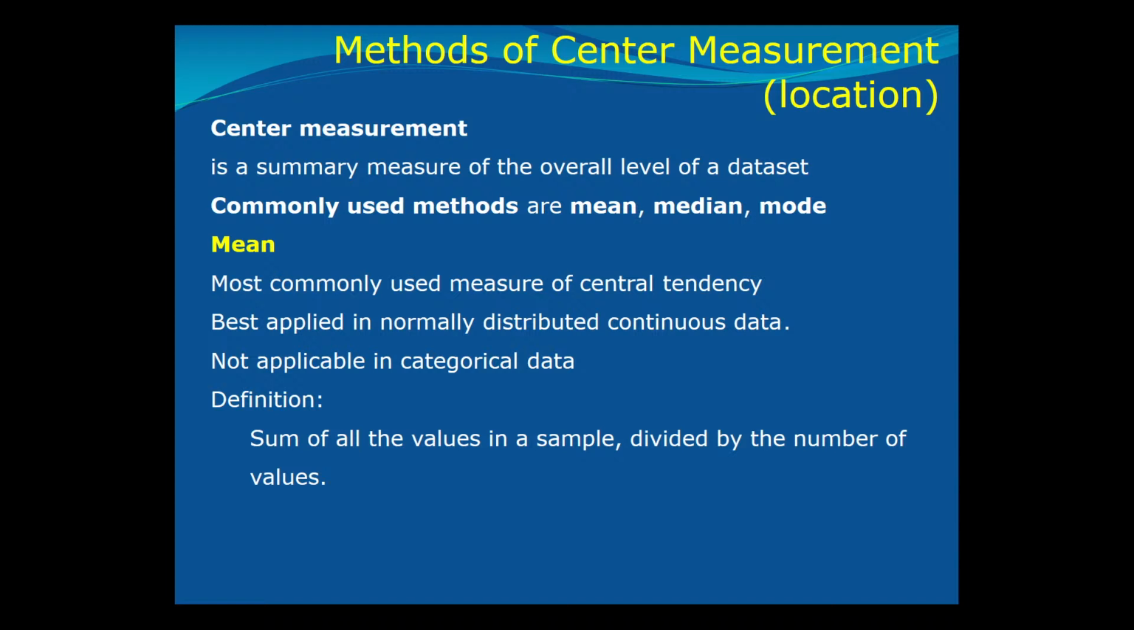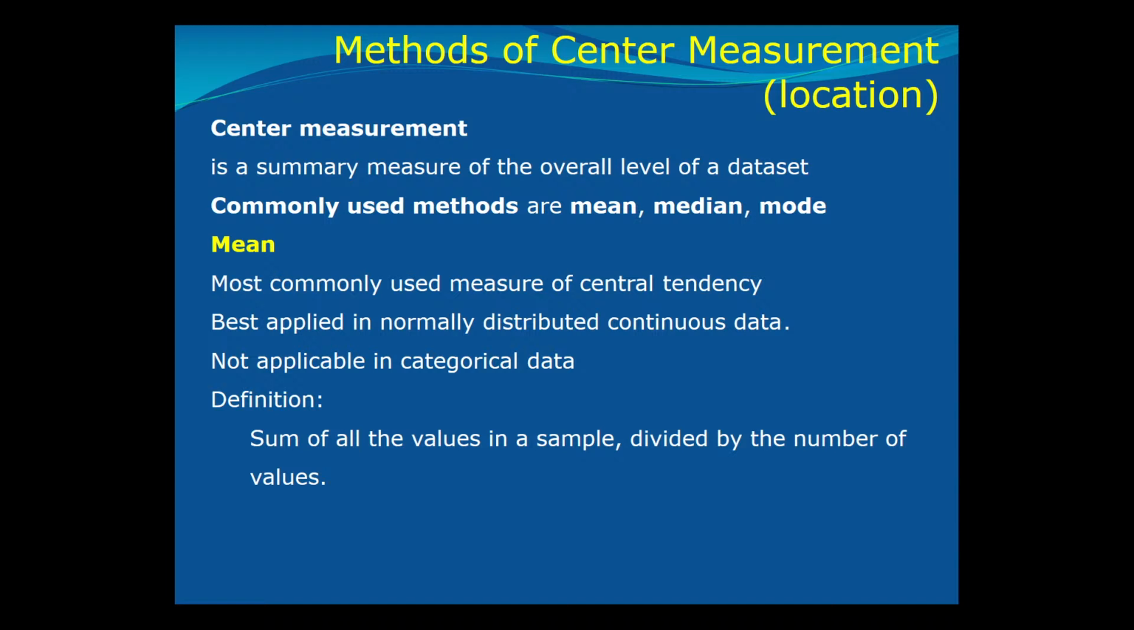If we have a numerical variable, methods of center measurement are used to describe numerical data, or methods of location. Center measurement is a summary measure of the overall level of a data set. Commonly used methods are mean, median, and mode.